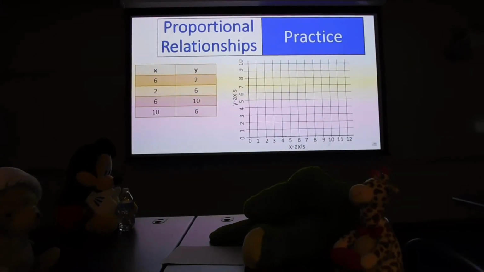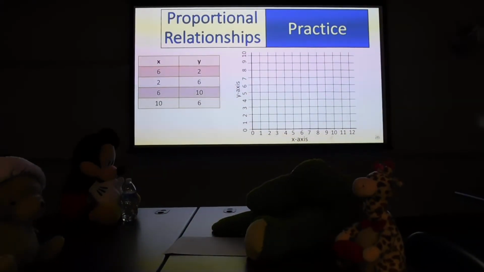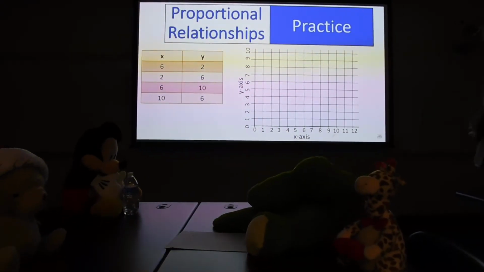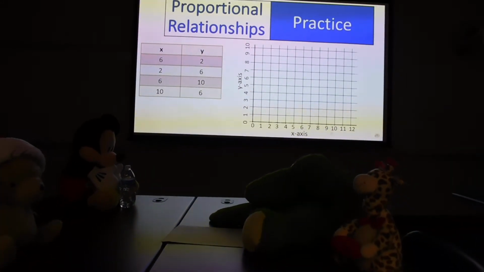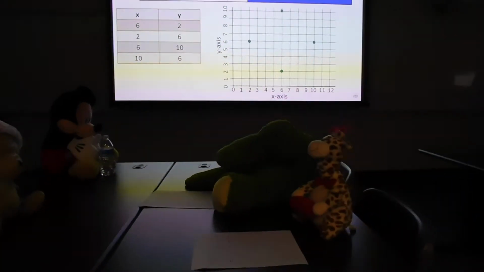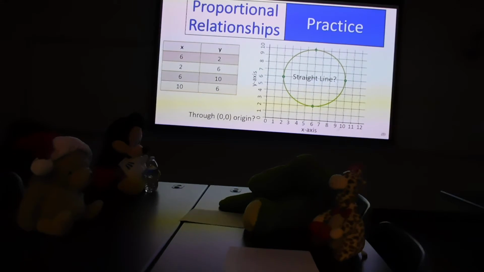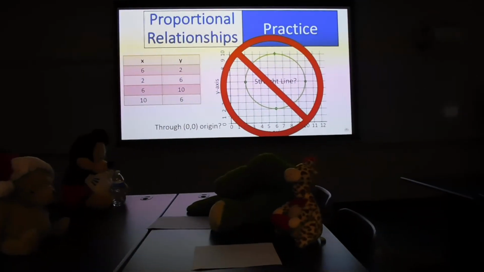And I'm going to give you one last example. Go ahead and use the next worksheet and graph these, and let me know if it's proportional or not. Okay, we're complete. Great. Is this proportional? That's correct. It is not. Not only is it not a straight line, it does not cross to the origin. It meets neither of the requirements.